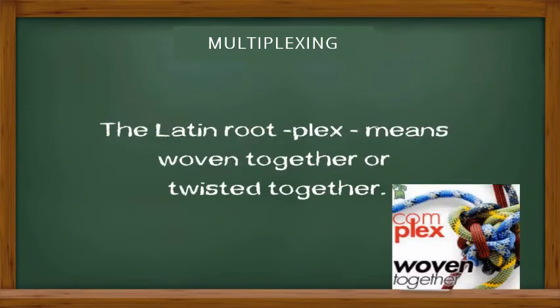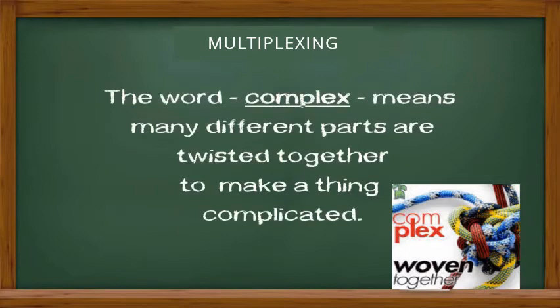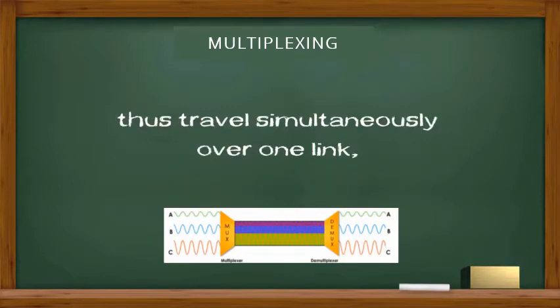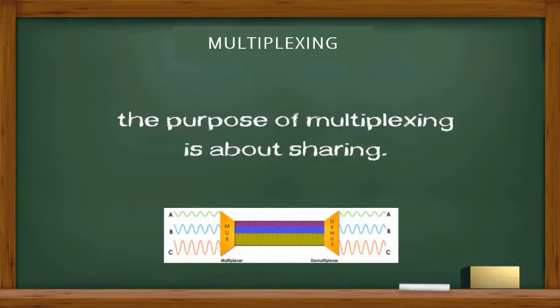So let's start by identifying what is multiplexing. It comes from the Latin root plex, which means woven together or twisted together. So you have the word complex, which means many different parts are twisted together to make a thing complicated. So multiplexing in networking means multiple signals are combined together and thus travel simultaneously over one link. The purpose of multiplexing is about sharing.